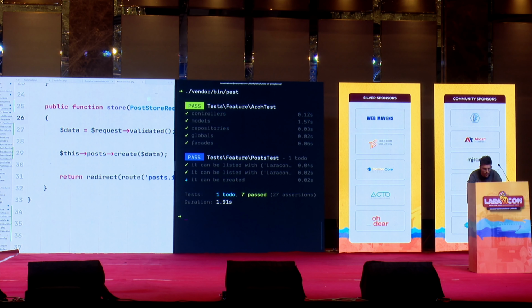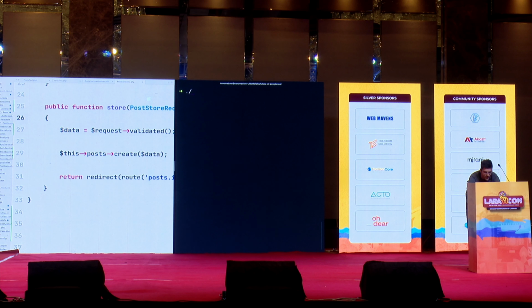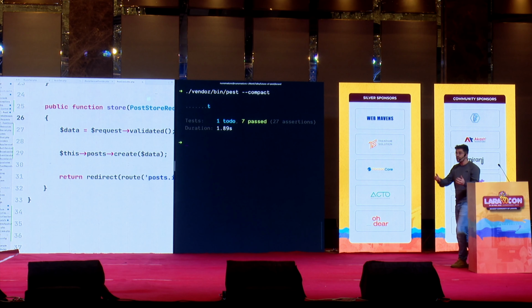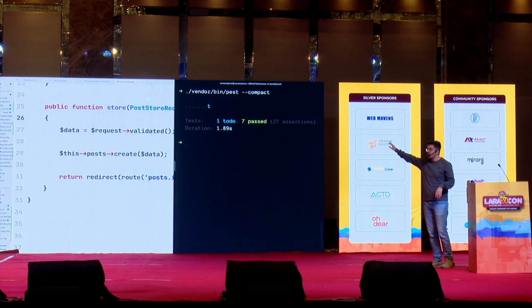So what you can do now with Pest V2, you just clear the terminal, run Pest with this new option, --compact, and we get to see a printer that might look a little bit like PHPUnit, but gives you this really nice output, with space on top, bottom, left, and right, really focused on the progress.